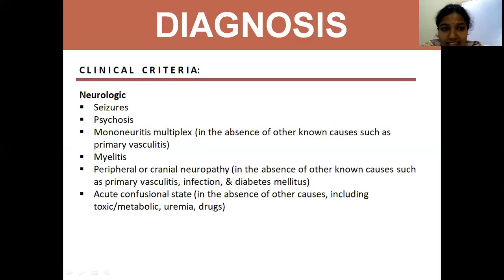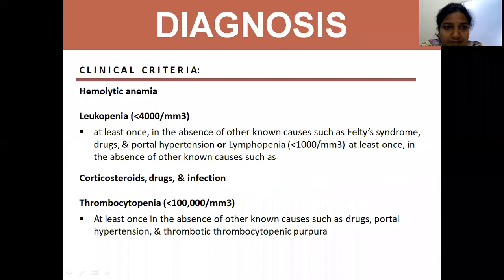Neurological: seizure, psychosis, mononeuritis multiplex in the absence of other known causes such as primary vasculitis, myelitis, peripheral or cranial neuropathy in the absence of other known causes such as primary vasculitis, infections, and diabetes mellitus. Acute confusional state in the absence of other causes like toxic, metabolic, uremic, and drugs.